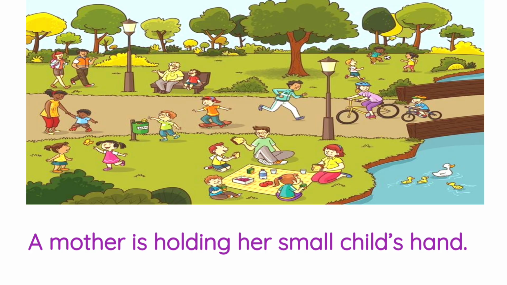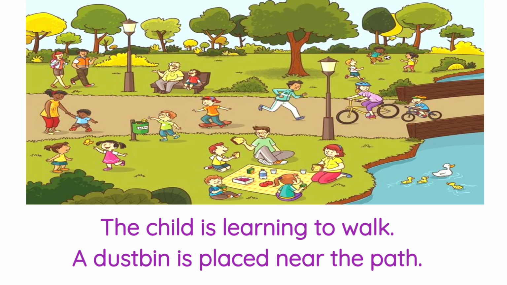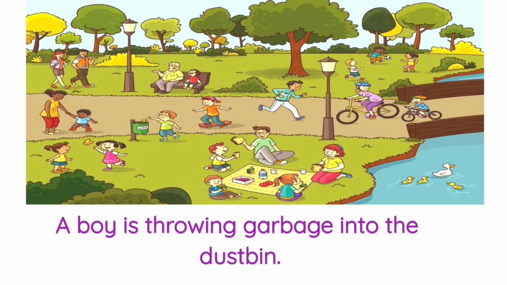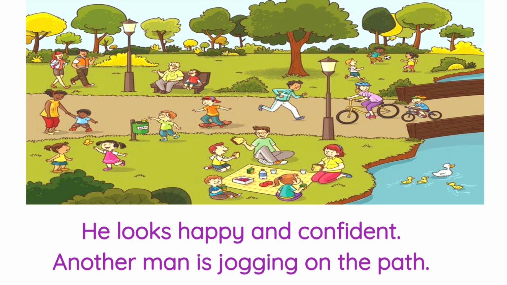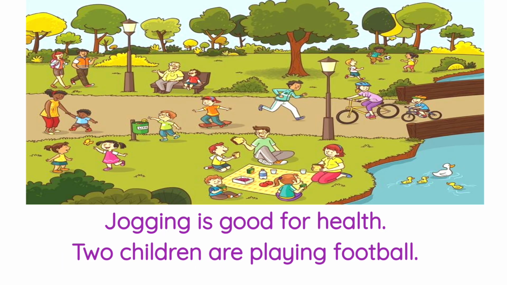A mother is holding her small child's hand. The child is learning to walk. A dustbin is placed near the path. A boy is throwing garbage into the dustbin. He is keeping the park clean. A boy is riding a skateboard. He looks happy and confident. Another man is jogging on the path. Jogging is good for health.